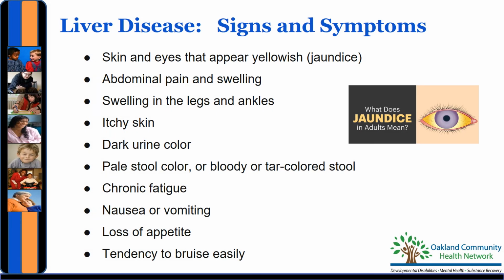Some of the signs and symptoms of liver disease are the skin and eyes that appear yellow, also known as jaundice, abdominal pain and swelling, swelling in the legs and ankles, having itchy skin, having urine that's dark in color, a pale stool or bloody or tar-colored stools, chronic fatigue, nausea or vomiting, loss of appetite, and having the tendency to bruise easily.